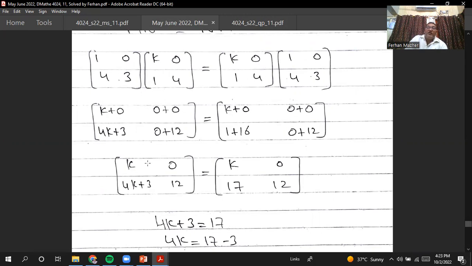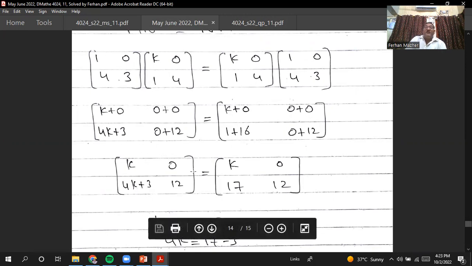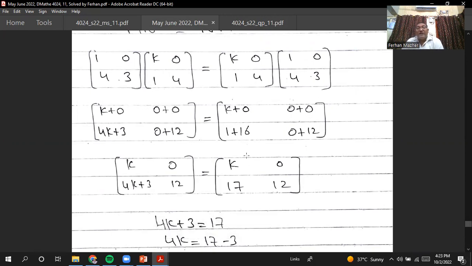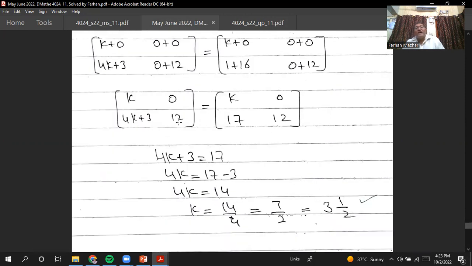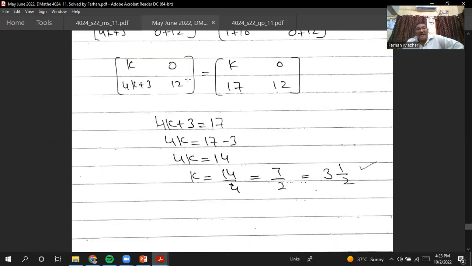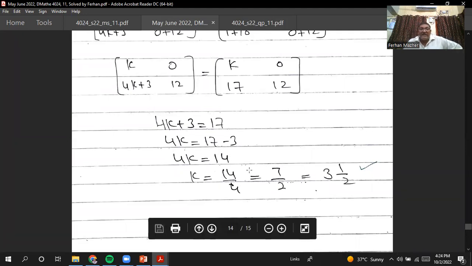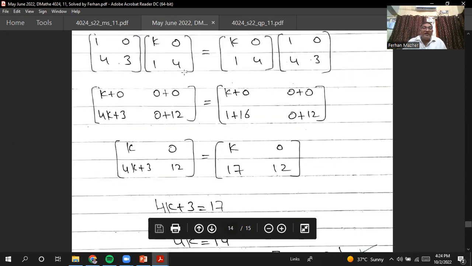So this will be k plus 0 will be k, 0 plus 0 will be 0, 4k plus 3 will remain as it is. 0 plus 12 is 12, k plus 0 is k, 0 plus 0 is 0, 1 plus 16 is 17, 0 plus 12 is 12. So when I compare them, because they are equal, it means that 4k plus 3 is equals to 17. So 4k will be equals to 17 minus 3. So 4k is equals to 14. So k is equal to 14 by 4. So k will be equals to 7 by 2. So k will be equals to 3 whole 1 by 2.